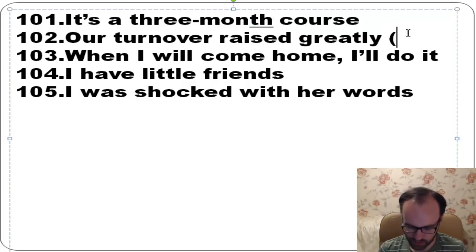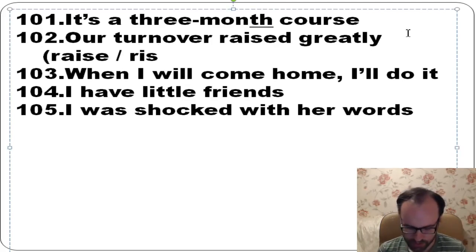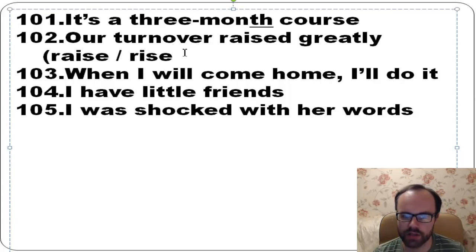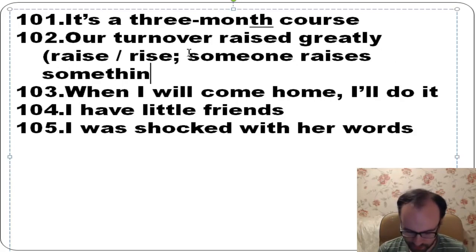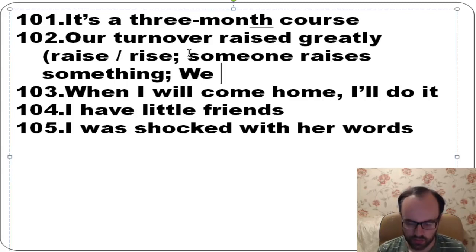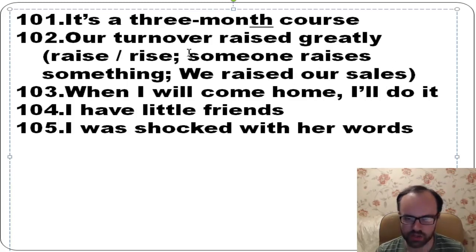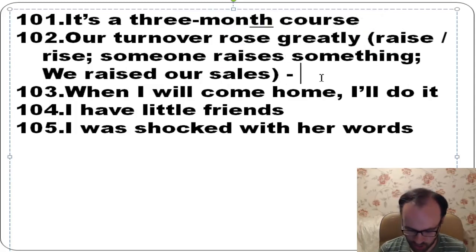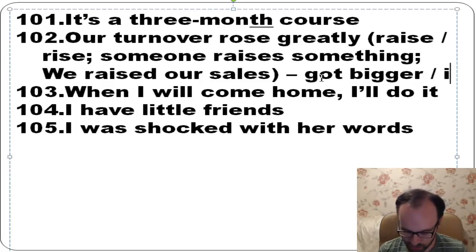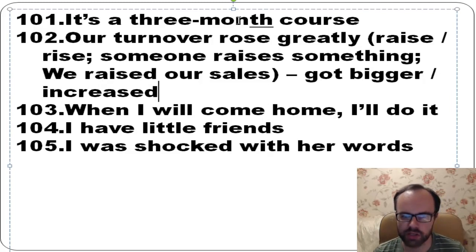Do you know the difference between raise and rise? Usually someone raises something. For example, we raised our sales. If you don't have the something, use rise. So our turnover rose greatly. It means it got bigger. Increased. Rose greatly.